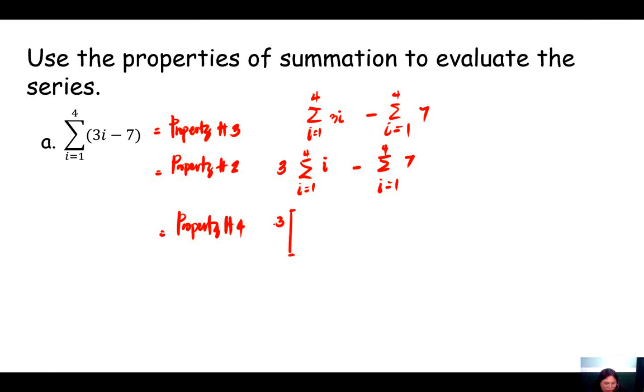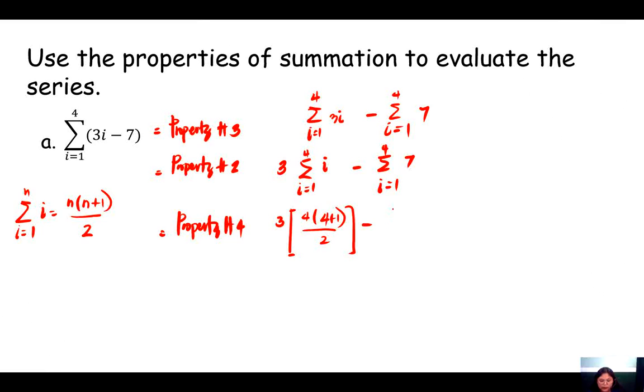So, syempre, ihiwalay natin si 3. Okay? So, magiging anong n natin class? Our n is 4. Our limit is 4. So, according to property number 4, di ba? Ang property number 4 natin is summation of I is equal to n quantity n plus 1 all over 2. So, our n here is 4. Okay? So, 4, quantity 4 plus 1 all over 2. Okay? Huwag malilito ha. Ano ba yung value ng n? Our n is 4. Okay?